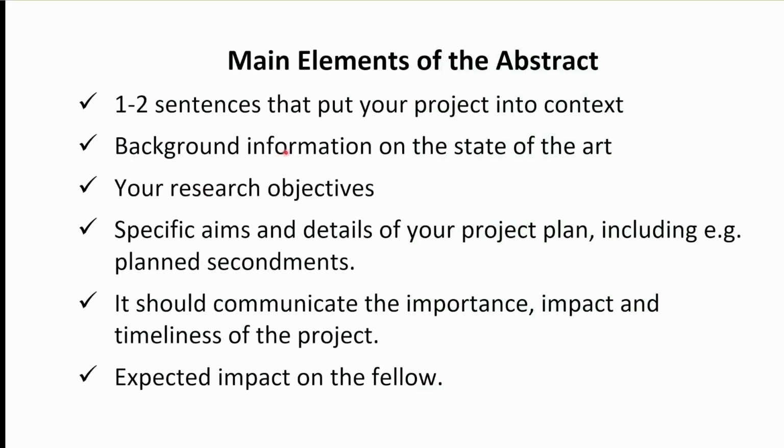Next is what you should include in the abstract, the main elements of your abstract in an MSCA proposal. The first 1 to 2 sentences are very important, and here you pitch your idea or your project. Include information about the current challenge in your field that you are going to address. The second or third sentence should be about the state of the art, like what are the current state-of-the-art efforts going on in your field to address this challenge.